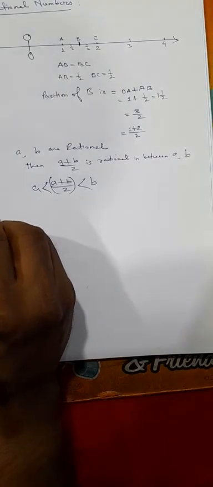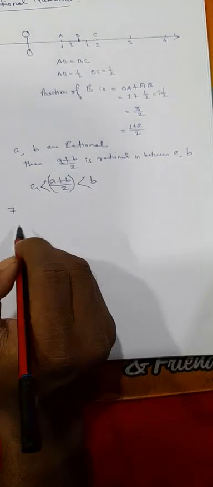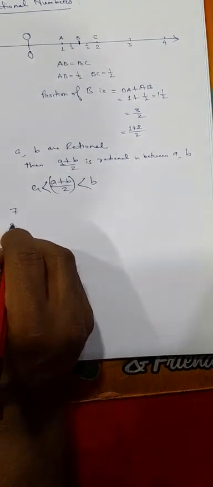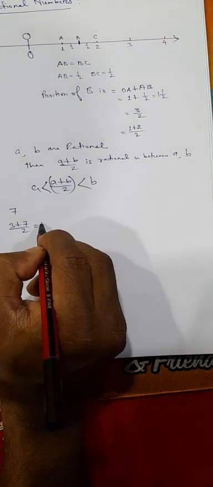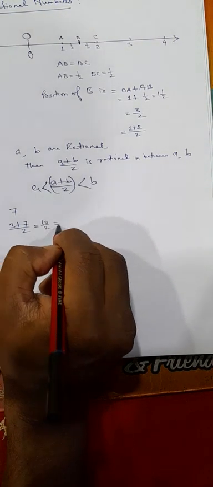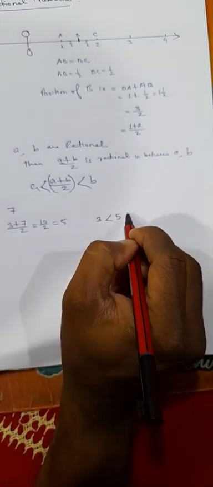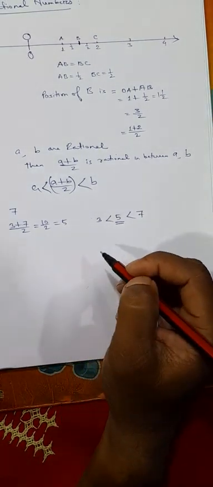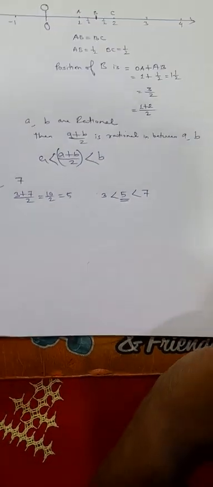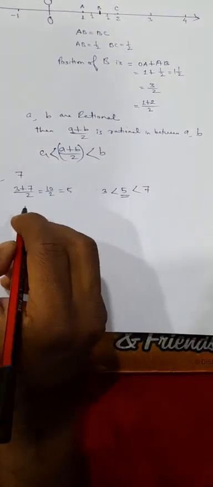Similarly, say for example 3 and 7. So how can you find a rational number in between 3 and 7? 3 plus 7 divided by 2 equal to 10 by 2 equal to 5. Now you see 3 is less than 5, 5 is less than 7, 5 lies in between 3 and 7. So you easily find out a rational number in between two given rational numbers.